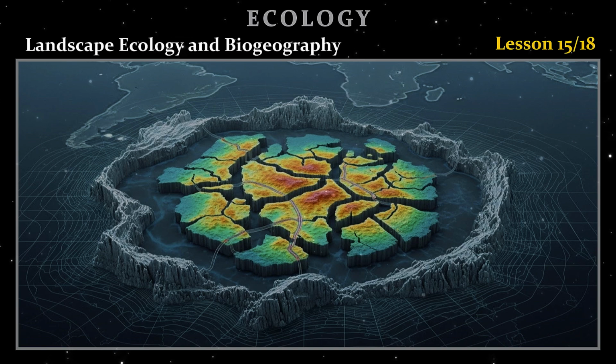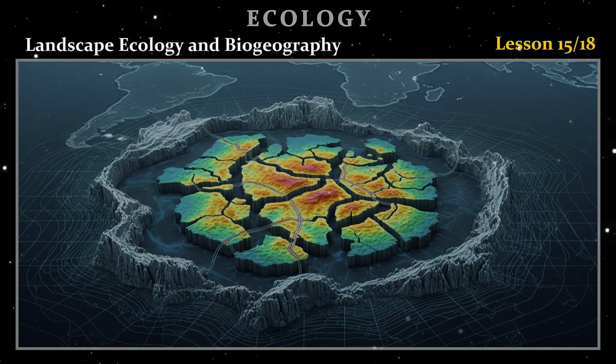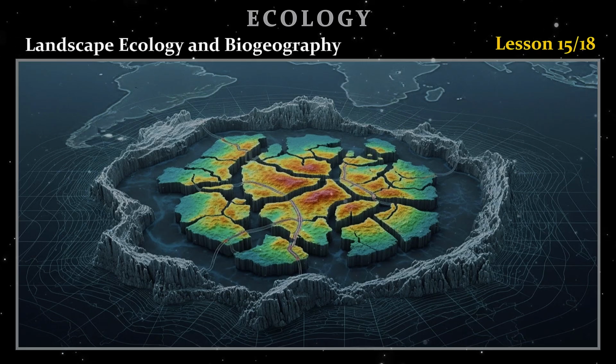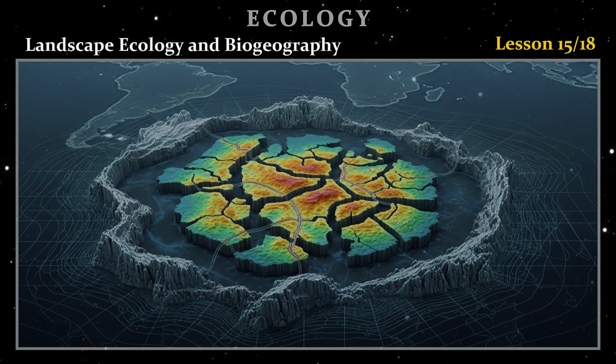This brings us to the theory of island biogeography, one of the most elegant mathematical theories in all of science, developed by Robert MacArthur and E. O. Wilson. They asked a simple question: what determines how many species live on an island? They found that it comes down to two factors: size and distance.